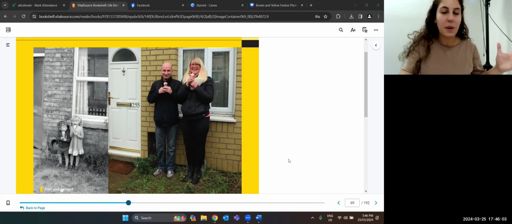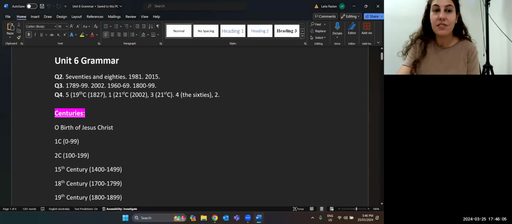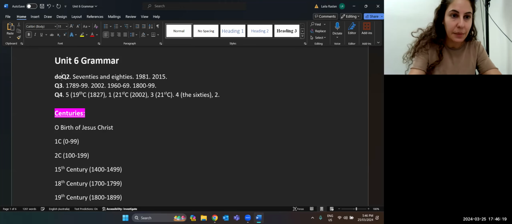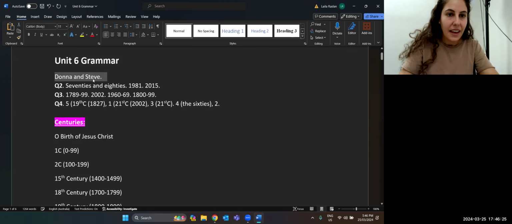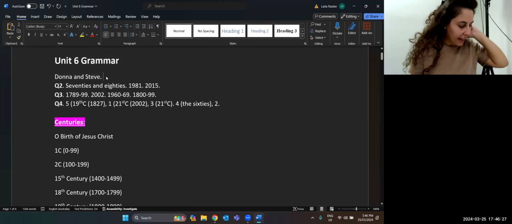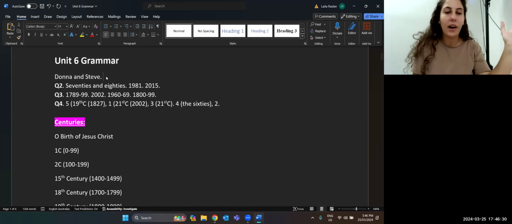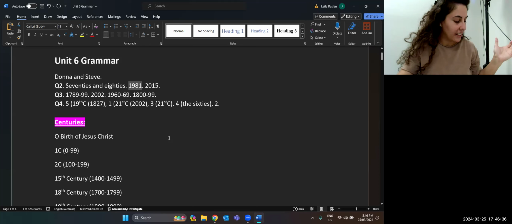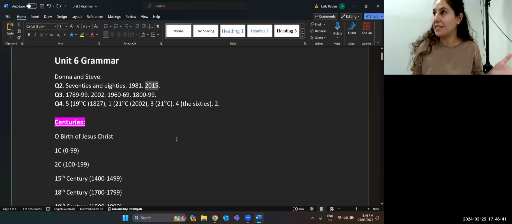So we had two people in the photographs. Did you get their names, who they were? Donna and Steve. Okay, so the two people in the photo are Donna and Steve. I'll just write their names here. And what did we learn about them? We know that the black and white photo was taken in 1981. Did you hear that in the audio, 1981? And the color one that we saw was in 2015.